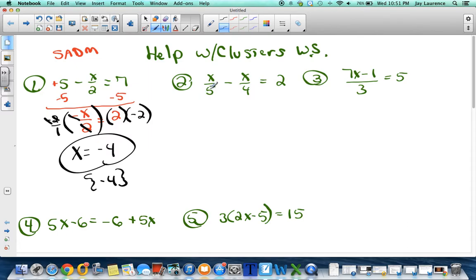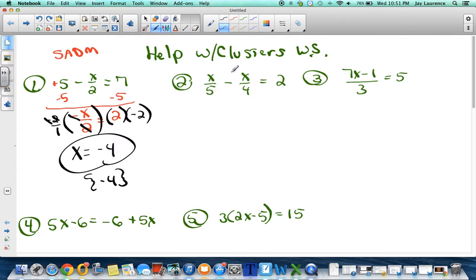Okay, number 2. Now, this is one where you can multiply first. We don't want the 2 fractions here. Now, if I multiply this one by a 5, that would get rid of that denominator, but that would not get rid of this denominator. I need a number that will get rid of both denominators in one shot. So I'm going to find the least common multiple of 5 and 4.